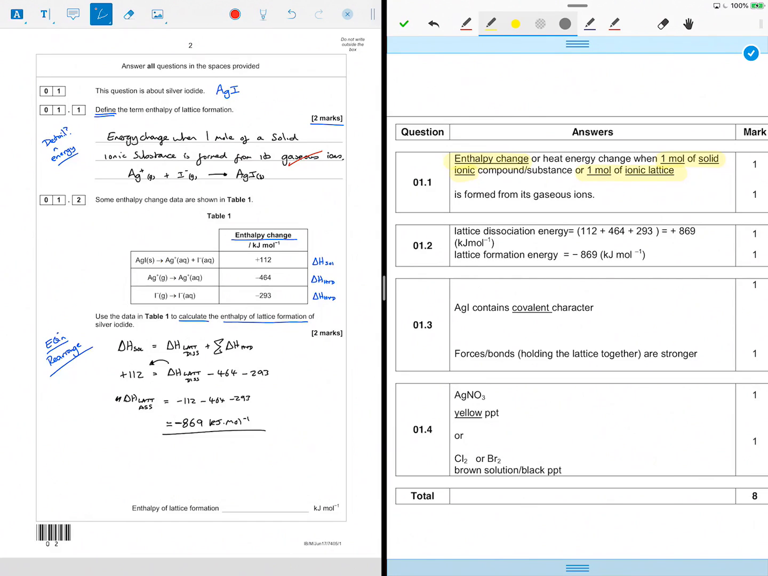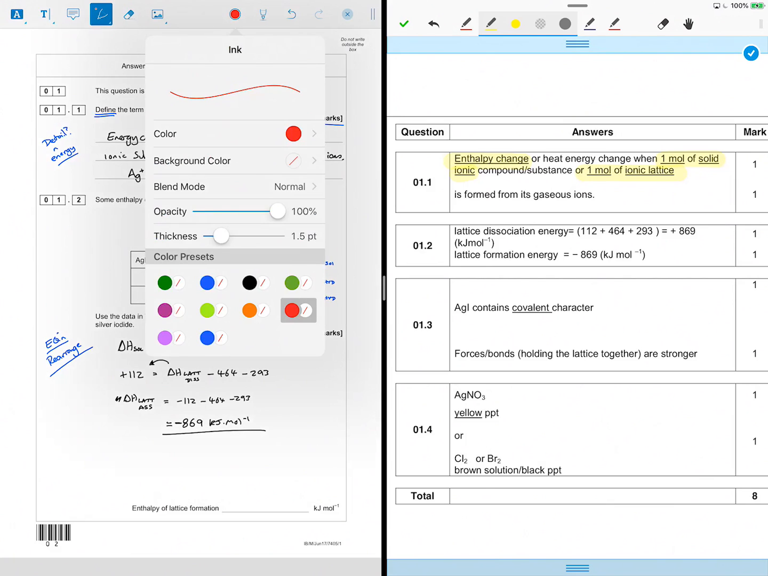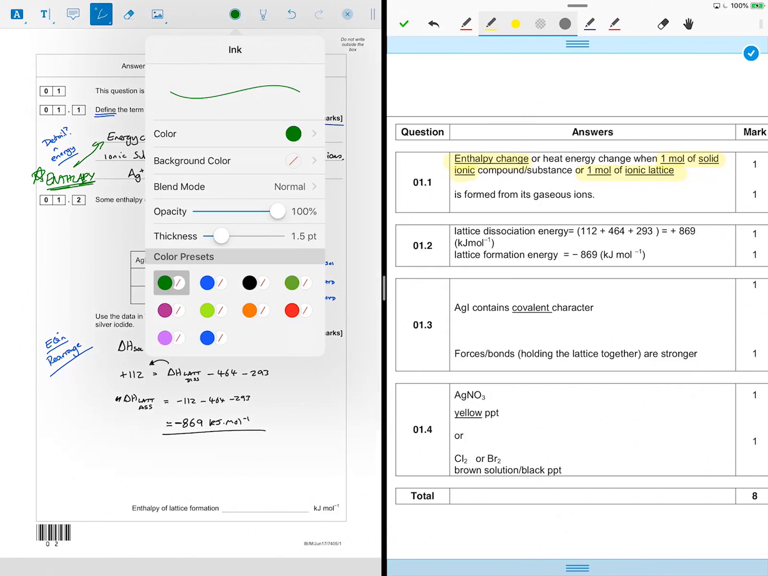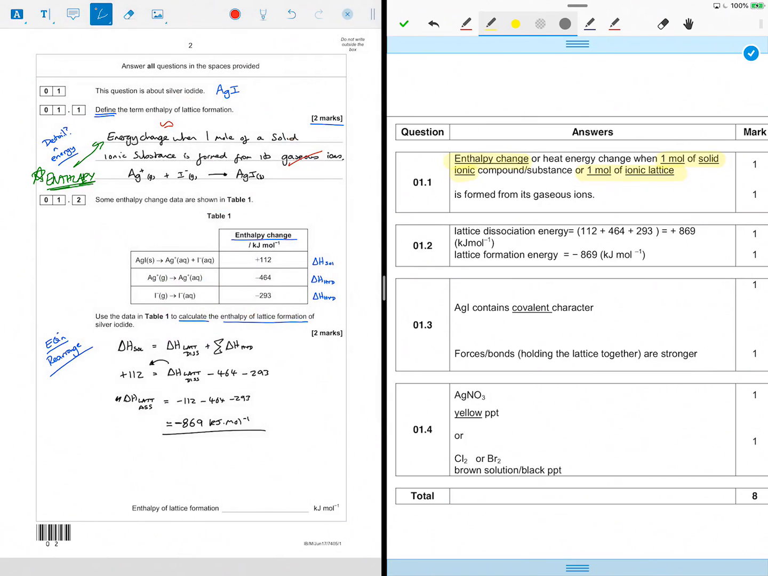Or heat energy change. I mean, I've said energy change. You know what? That's just something to fix for next time. So in terms of my definition, I need to make sure that I say enthalpy change, not energy change. So that's going to be a note following my analysis or my marking of this paper. So a bit annoying there. Not a good start at all.